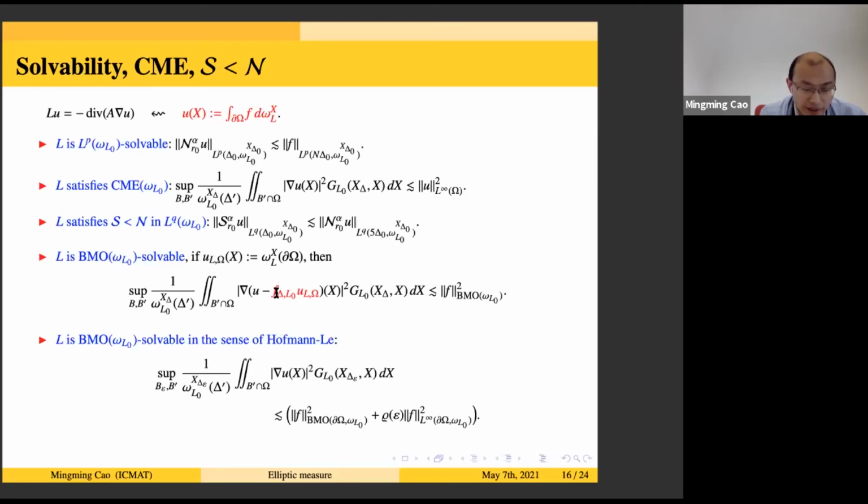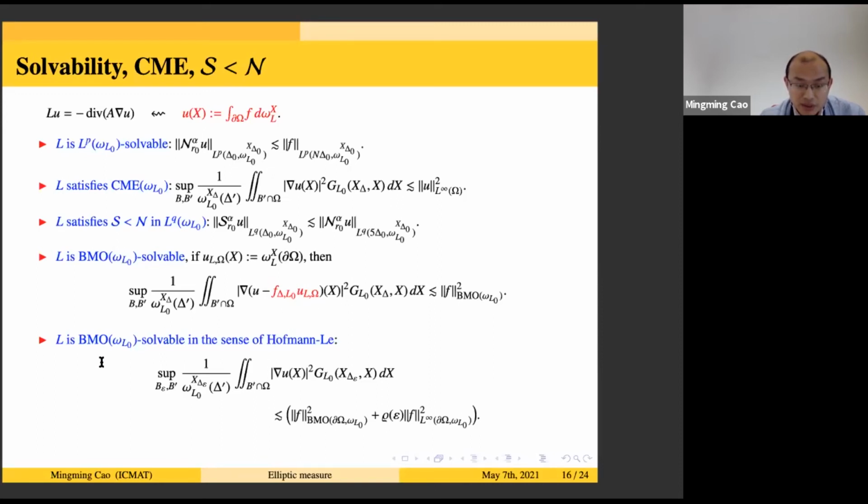Compared with the previous Carleson estimate, we put this term f delta F0, the average of f over the delta with respect to omega F0. This expression is similar to the Carleson estimate above, but as we did before, the elliptic measure may not be a probability. If the elliptic measure is a probability, then UR omega is a constant. So we can remove this term.